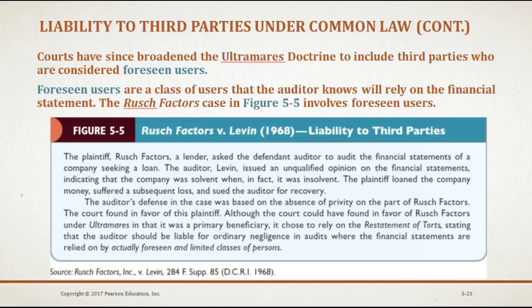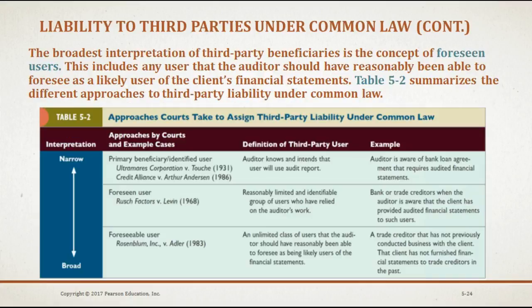The court in this particular example found in favor of the lender, and the auditor was held liable for ordinary negligence for the audit of the financial statements that are relied on by actually foreseen and limited classes of persons. You can find Figure 5-5 on page 120 of your textbook. Courts have generated several different interpretations of the concept of foreseen users. At present, the three leading approaches taken by the courts that have emerged are Credit Alliance, the approach in terms of the Restatement of Torts, and foreseeable users.